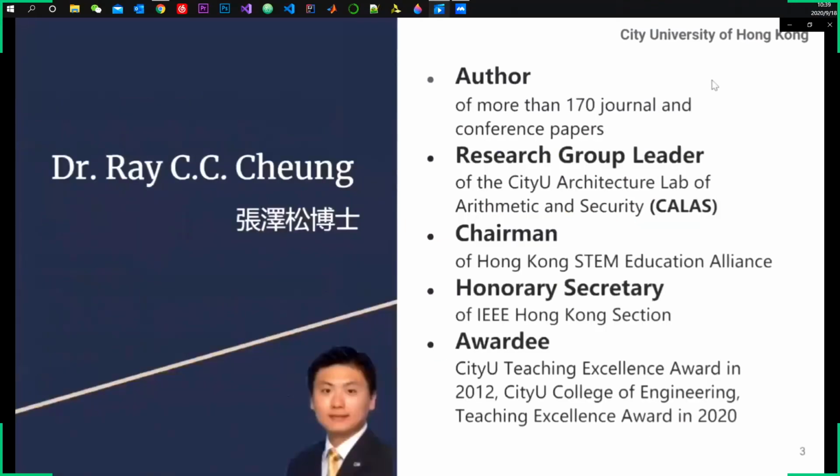Many thanks to Dr. Ray, who has been bridging a tight connection between the RIOS Lab and us. He is the author of more than 170 journal and conference papers. He is also the research group leader of the AIoT team, who has just given a brilliant speech. He holds the position of chairman of the Hong Kong STEM Education Alliance and honorary secretary of the IEEE Hong Kong section. Above that, he plays an essential role in our department, being the director of the CTU Apps Lab and the associate program leader of the CDE department. In addition, he was awarded for his excellent teaching in 2012 and 2020.